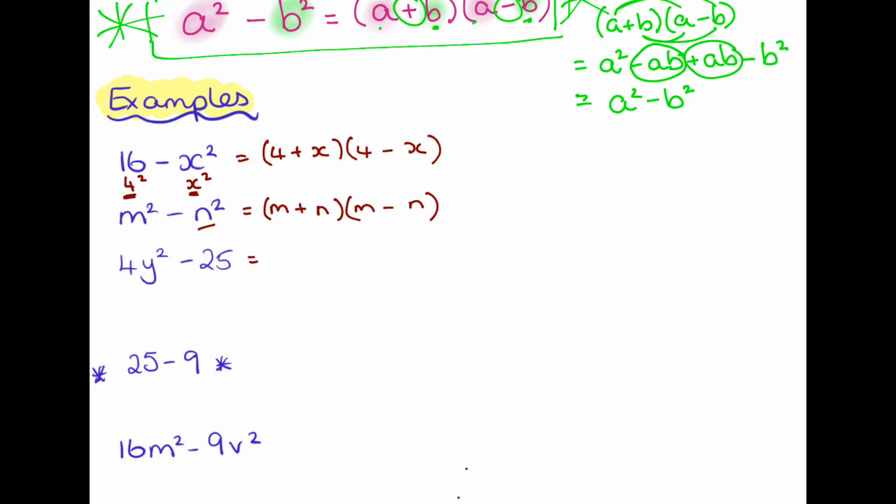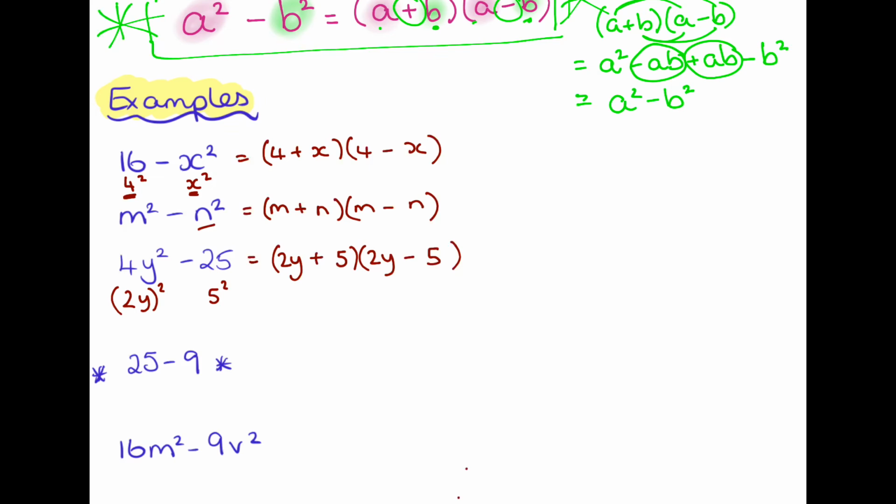Okay, next one. So let's see, what squared gives us 4y squared? So think of the number that's squared to give you 4, so that'd be 2 squared. And then y squared is y squared. So that's 2y squared. 25, remember, is 5 squared. So what we've got in our 2 brackets is 2y and 2y, 5 and 5, and a plus and a minus. Okay, so this is factorising.